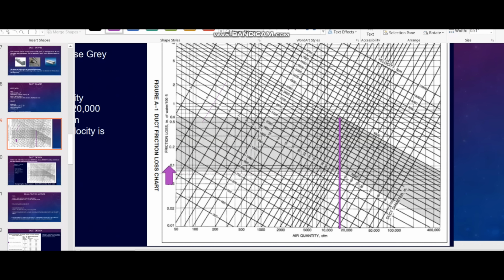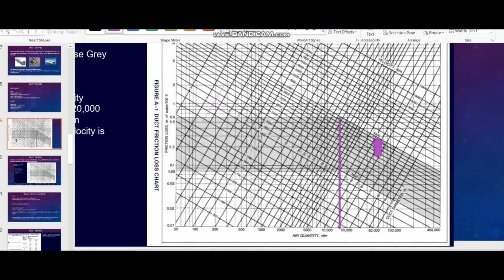For example, if you are using the equal friction method, then the equal friction value will be from where this shaded area starts, 0.08, to where it ends, 0.6 inch of water column. So our value between 0.08 to 0.6 inch should be there. And you can see the graph continues like this, and up to some point it goes down like this. So here you can see the maximum velocity.